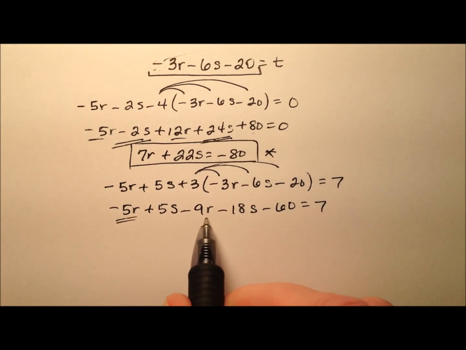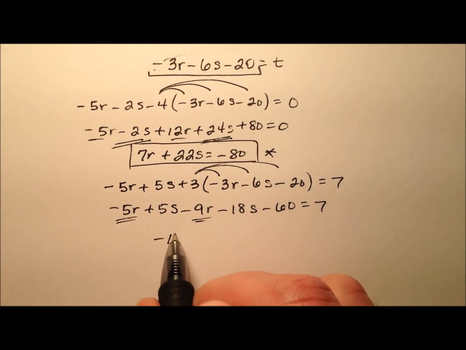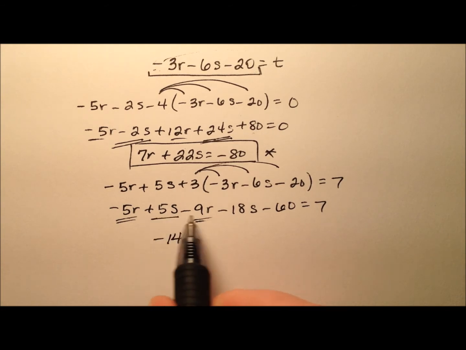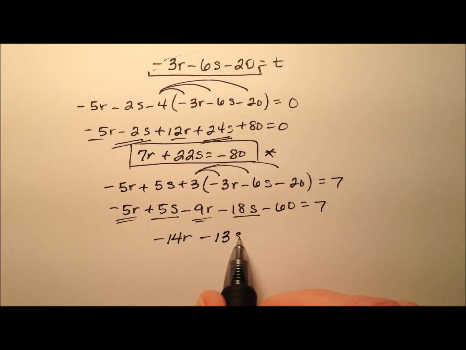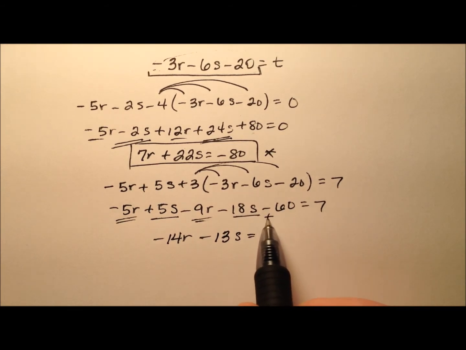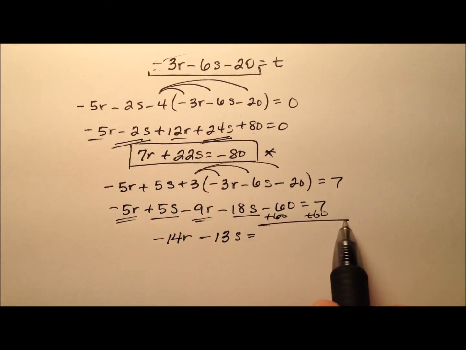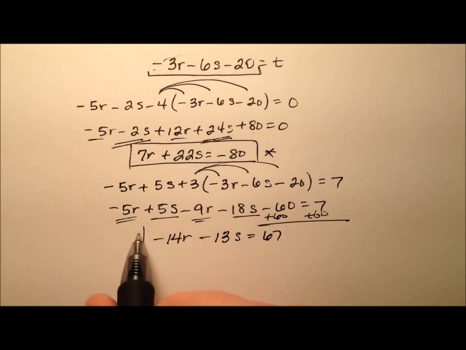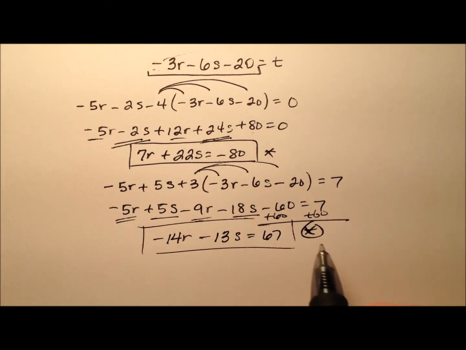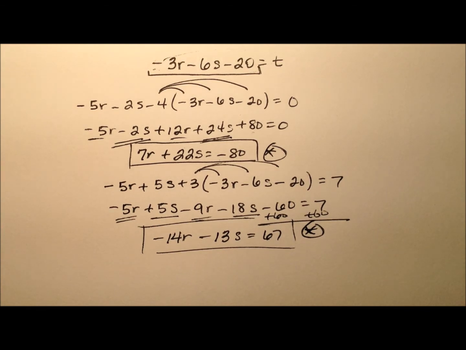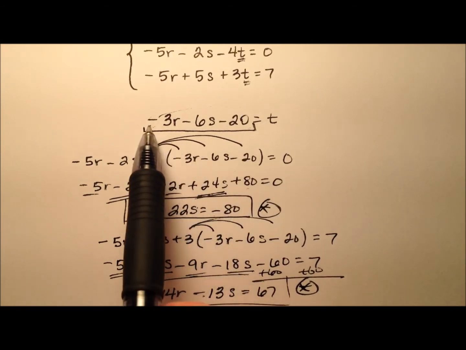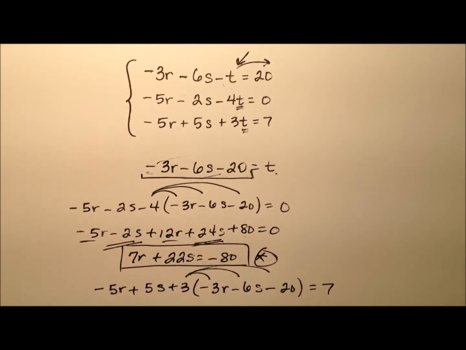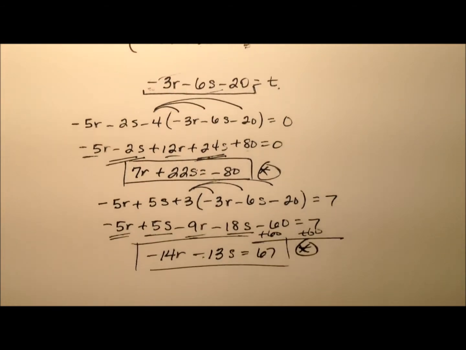Once again, I can put the r's together, so negative 14r. I can put the s's together, so 5 minus 18 is negative 13s. And then I'm going to add 60 to both sides to get these constants together, so 67. Okay, so here we have two major equations. And both of these equations I arrived at by substituting my expression for t in the other two equations.